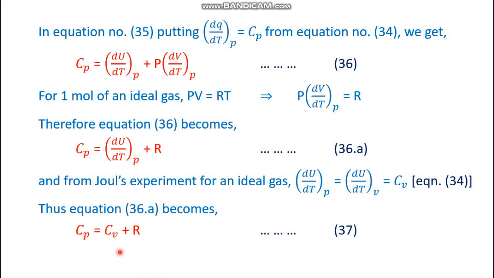So now our objective is to find out the value of Cv. Cv actually arises out of the internal energy of the molecule, that is, it arises out of different degrees of freedom. So we can calculate this Cv from the different degrees of freedom, and also by adding R we can get the value of Cp.